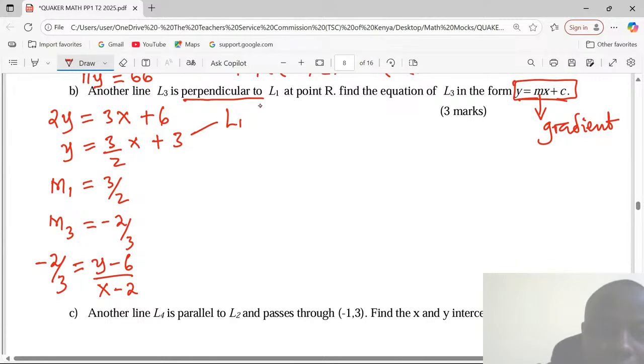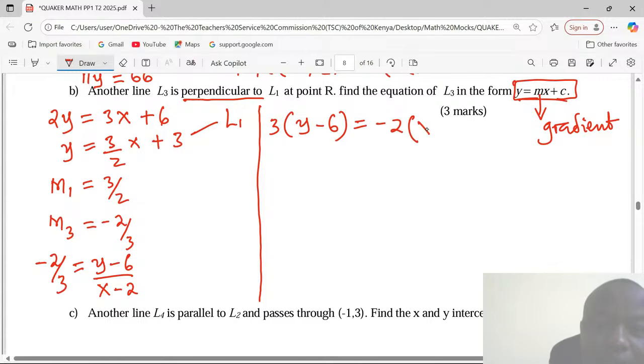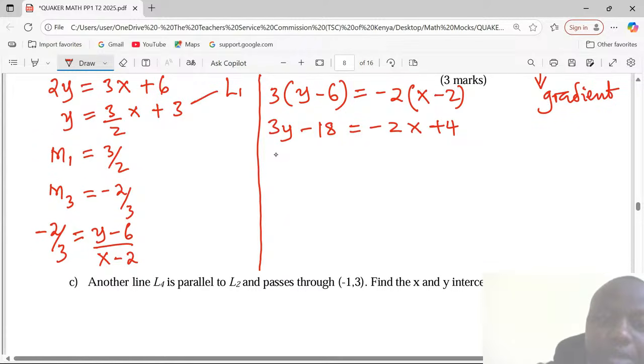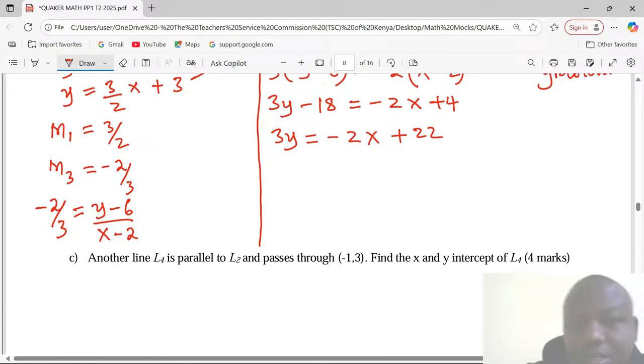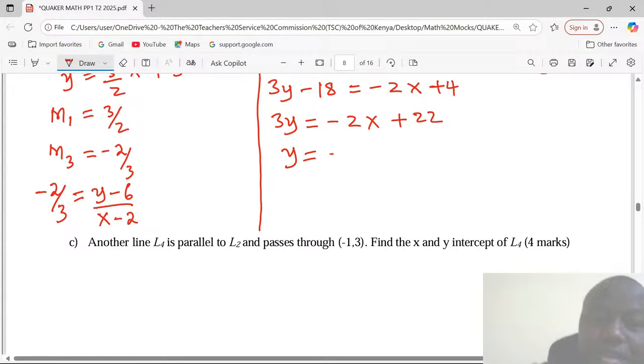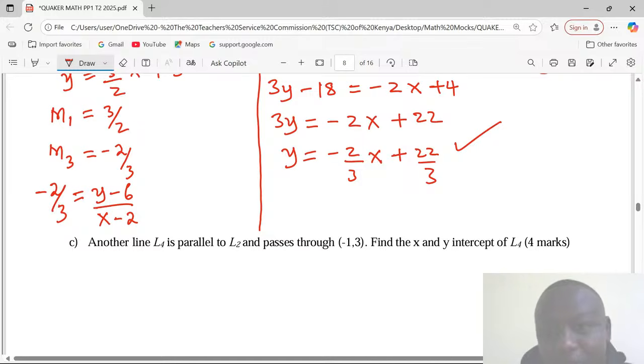So we can now cross multiply and have 3 times (y minus 6) equals -2 multiplied by (x minus 2). Then we can open brackets: 3y minus 18 equals -2x plus 4. To remain with 3y, we get -2x plus 22, since 4 plus 18 is 22. So the value of y is -2 over 3 x plus 22 over 3. That is now the equation in the format that the examiner wanted.